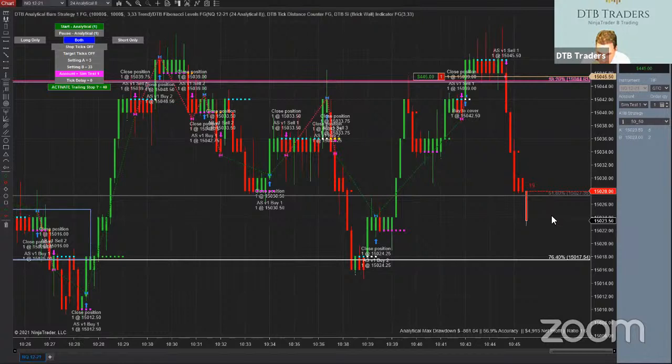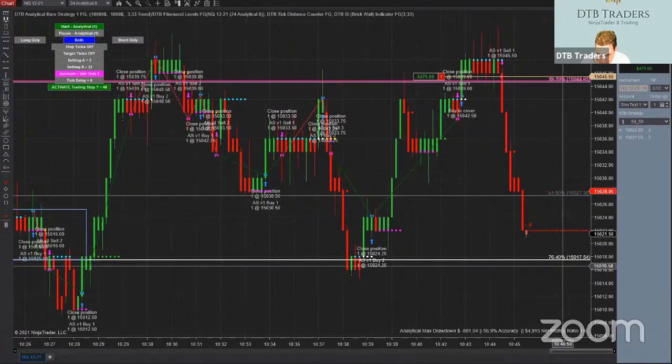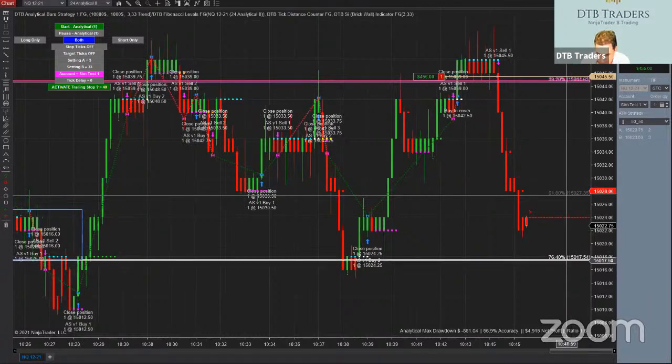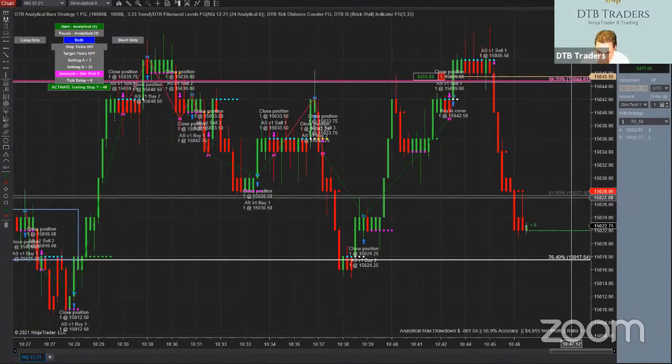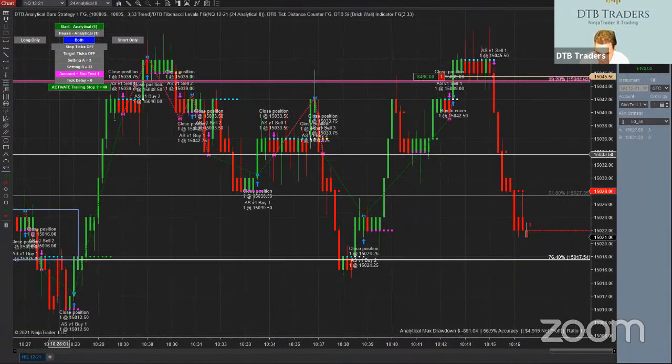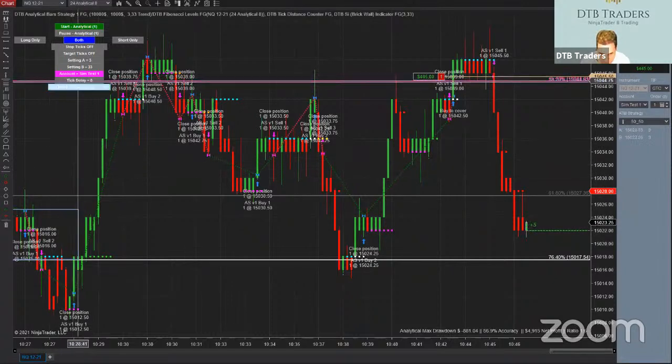So there is the 61.8. Here's the 76.4. So this is where it struggled earlier. It broke below the 61.8, came and retested the 61.8. So that's interesting. Let's see what it does when it comes down.